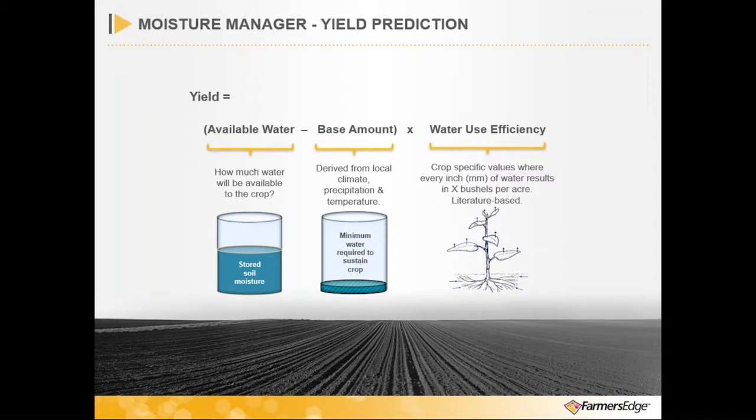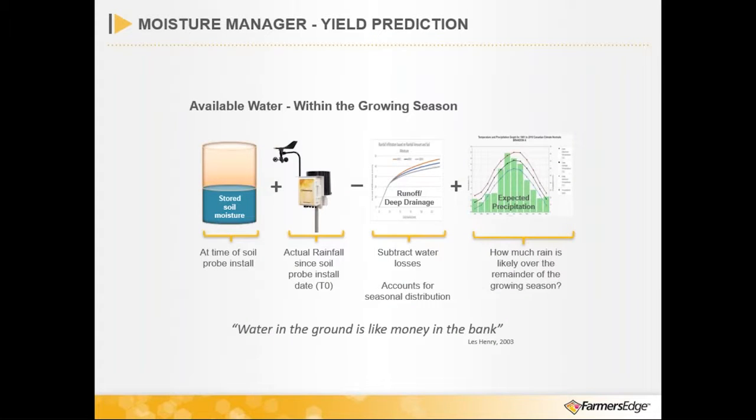So how we're going about this is we're looking at the available water, how much water is available to the crop, and we're subtracting a base amount, and that's derived from local climate, precipitation, and temperature. So here's the minimum water required to sustain the crop. And then we're also using water use efficiency. So we're using university values on crop-specific values where every inch of water results in X amount of bushels, and all that good stuff.